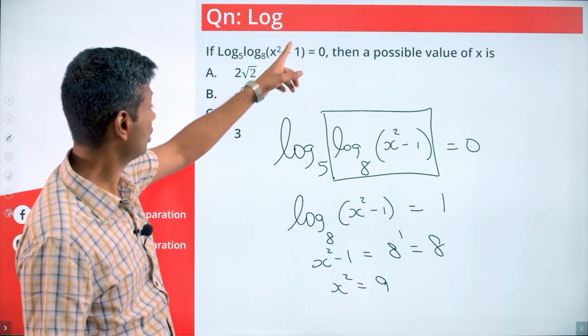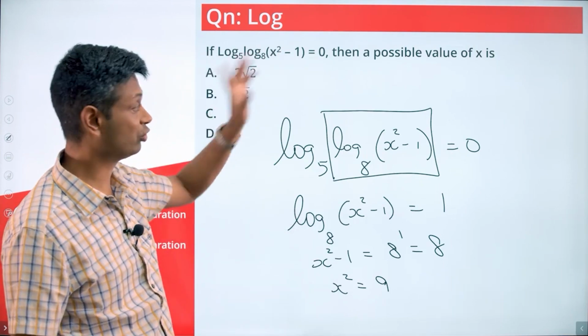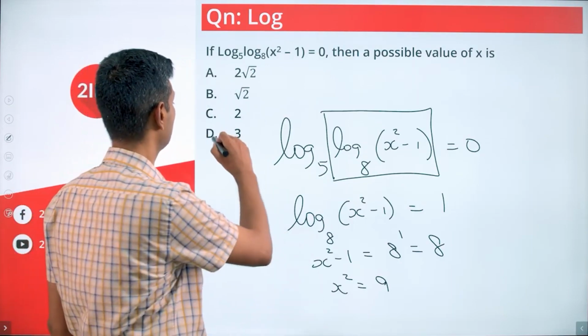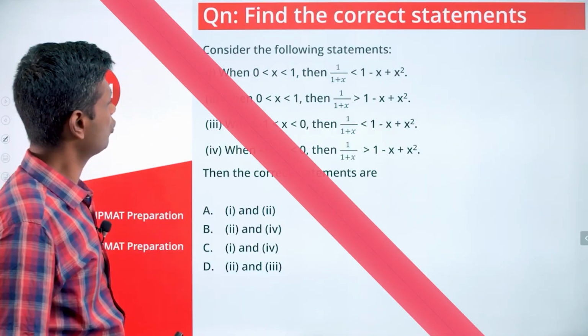So 9 minus 1 is 8, log 8 to the base 8 is 1, log 1 to the base 5 is 0. So 3 could work, minus 3 could work. A possible value of x is 3. Others don't work. Consider the following statements.